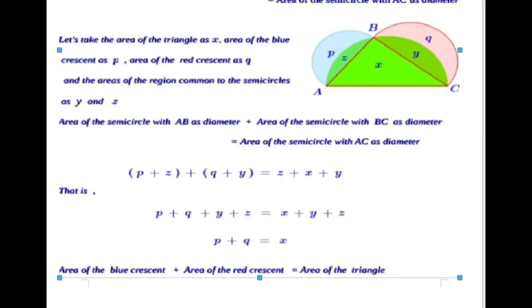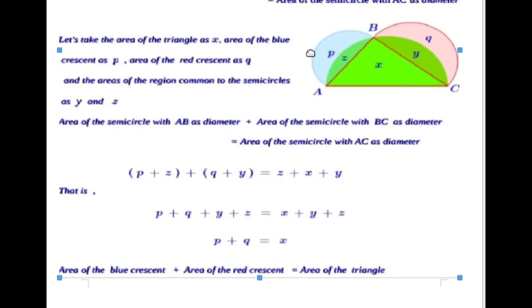Keep in mind. Then let us take the area of the triangle as x, the area of the blue crescent as P, the area of the red crescent as Q, and the area of the region common to the semicircles as y, and this is y and this one is z. Then the area of the semicircle with AB as diameter plus the area of the semicircle with BC as diameter is equal to the area of the semicircle with AC as diameter. That means the area of this semicircle plus the area of this semicircle is equal to the area of this green semicircle.